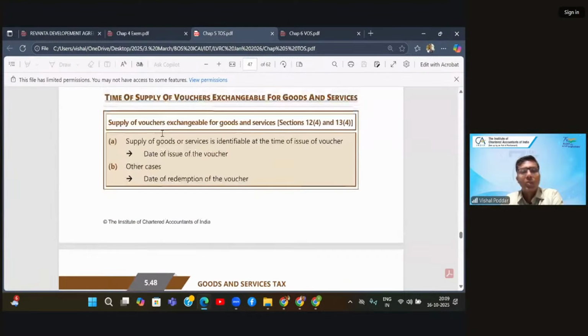Now we come to the third scenario. The third scenario is where today I am issuing a voucher. Now, what is this scenario? Again, this is one of the common practices. What is the common practice? So let us say I am a mall. I'm a mall, let us say Phoenix Mall.